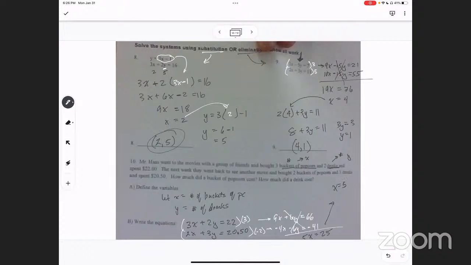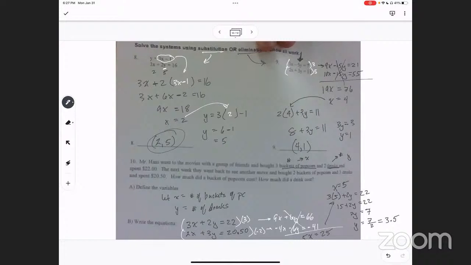5. Good. And if x equals 5, how can I find y? You just plug in 5 to the top equation. Yeah, let's do it to the top because it looks simpler, right? 3 times 5 plus 2 times y equals 22. So 15 plus 2y equals 22. Subtract 15 from both sides. You're going to get 7. So y equals 7 halves, or $3.50.